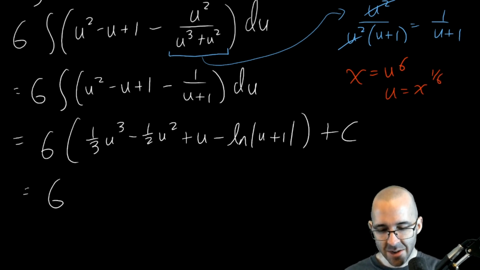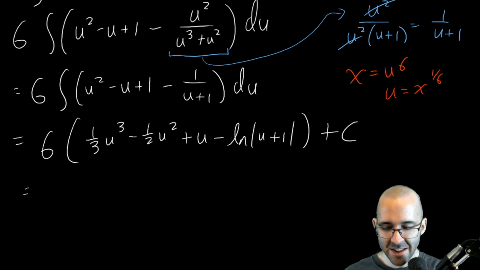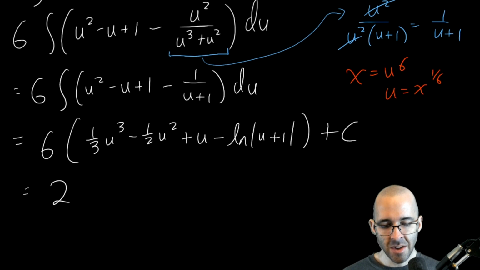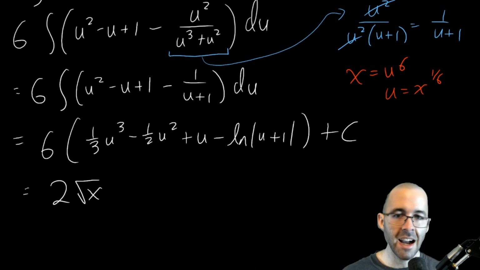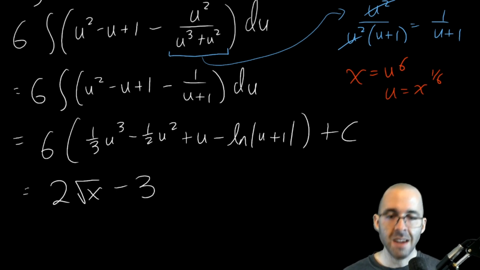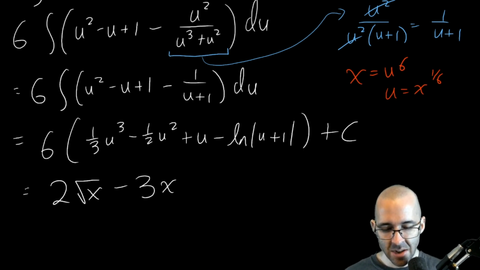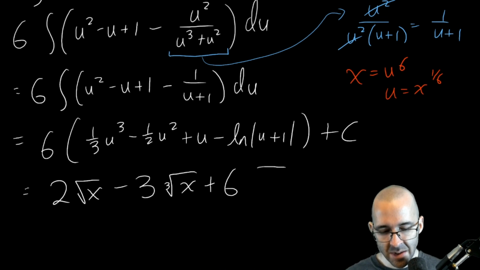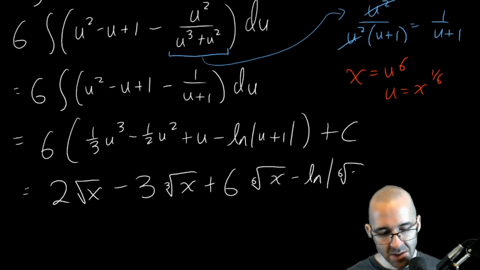Let's do two things at once. That always gets me into trouble, but let's do it. Let's distribute the 6 as well. 6 times a third is 2. u cubed is x to the 3/6, x to the half. 6 times a half is 3. u squared is x to the 2/6, which is x to the 1/3, cube root of x. Plus 6u, u is x to the 1/6. Minus the natural log of the absolute value of the 6th root of x, plus 1.